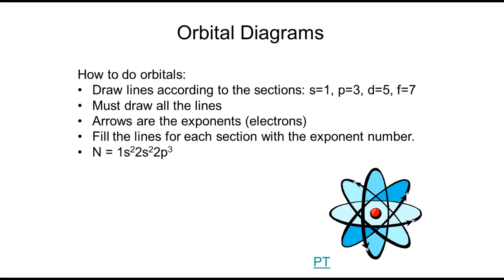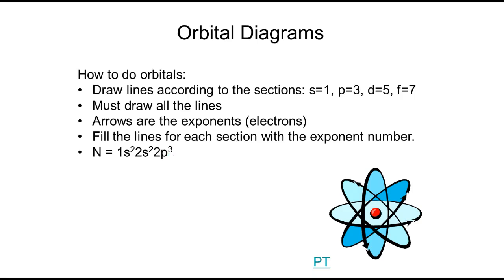All right, so let's go back to the first electron configuration that we learned, and that was nitrogen is 1s2, 2s2, 2p3. So if we go back up here to our rules, every time we see an S, we're going to draw 1 line. Every time we see a P, we're going to draw 3, D, we're going to draw 5, and F, we're going to draw 7. So in this case, we see 1 S, so we're going to draw a single line here, and we see another S, so another single line, and then we have a P, so a set of 3.